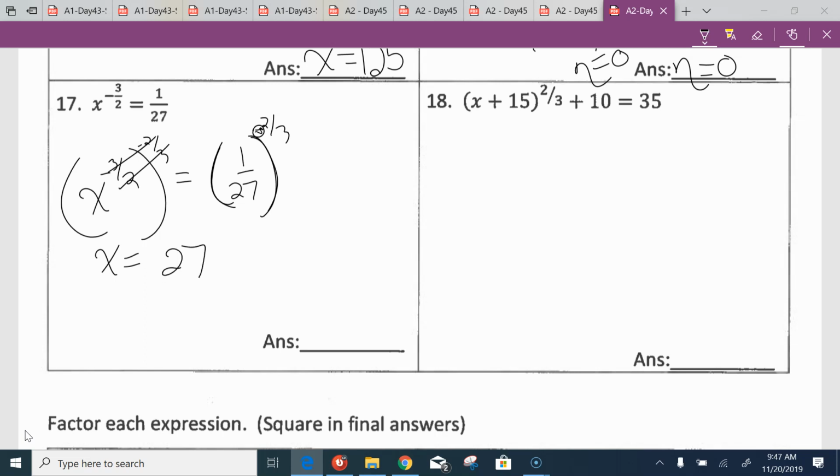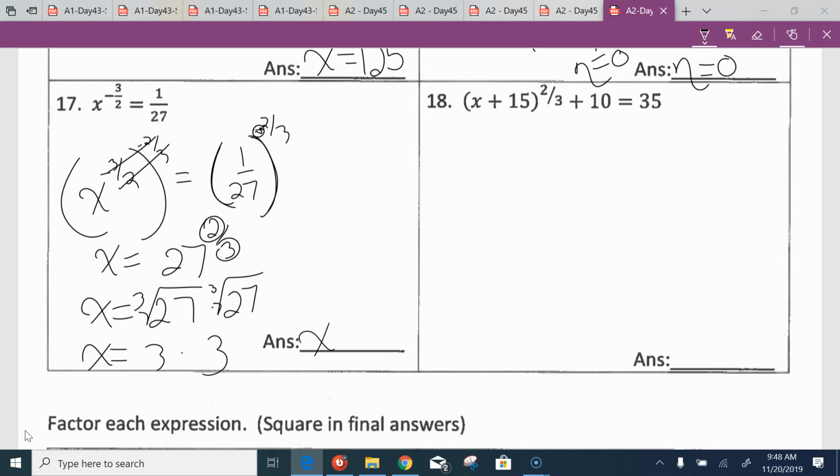I use the negative sign now, and I just have 2/3. That means x equals 27 squared, or 27 times itself, 2 of them, both taken to the third root. That's where that 3 comes from. Then I have x equals, the cube root of 27 is going to be 3 times 3 again. So I have an answer of x equals 9.